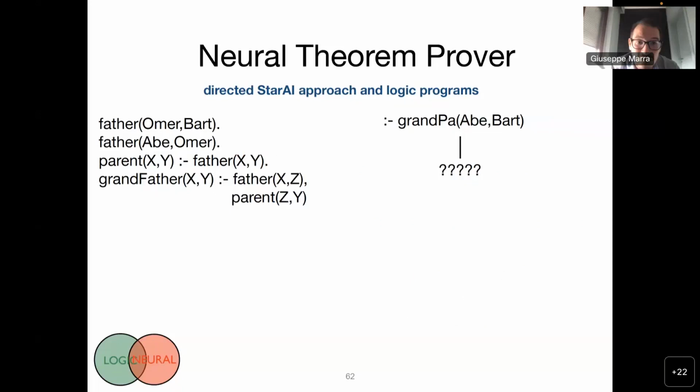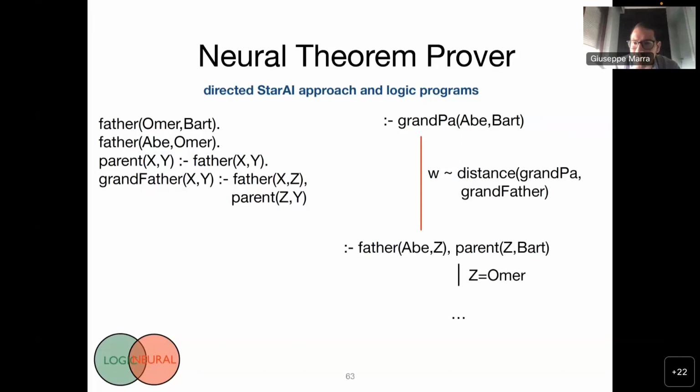So the idea about neural theorem provers is to say, okay, maybe we cannot unify them logically, but we can use a kind of soft unification, which means if we interpret all these symbols like Grandpa, Abe, Bart, into some hidden space, some numerical space, then we can start computing distances. And we say, okay, you can keep proving Grandpa using the grandfather rule, but this proof will be weighted with a weight that you consider, for example, between 0 and 1. So you say, okay, I still prove it because I know that Grandpa and grandfather are close, but the proof that I get is not as valuable as the one that I would have got with a complete logical match.